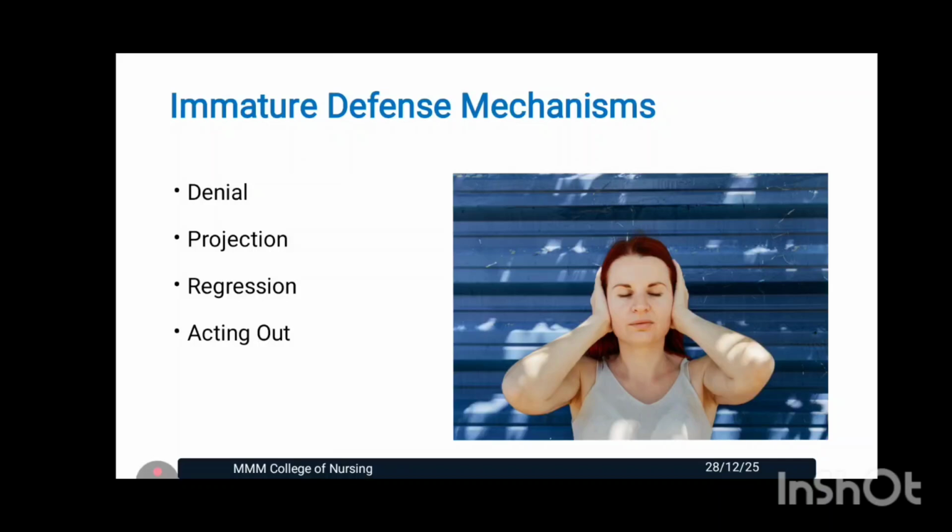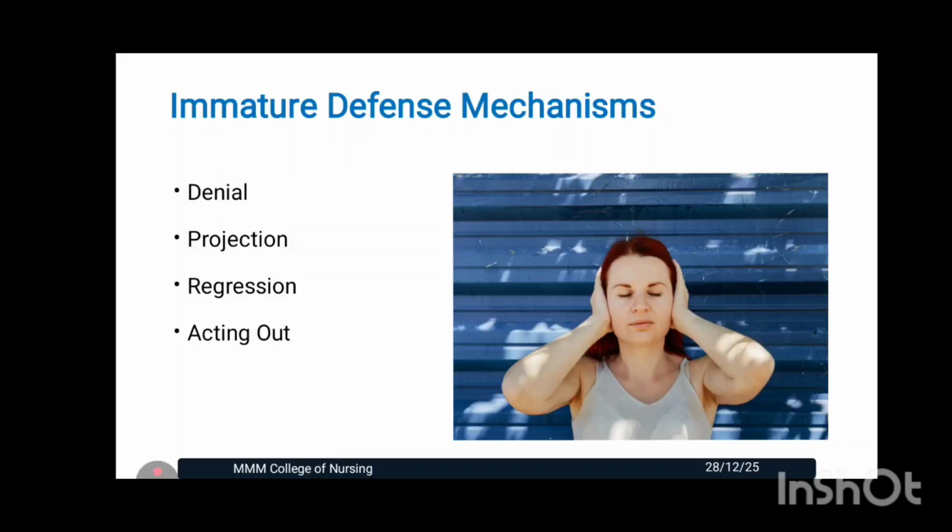Now, coming to projection, this is attributing one's own unacceptable thoughts or feelings to others. For example, a student who dislikes a teacher says, "The teacher hates me." Other examples include infidelity. An unfaithful person might accuse their partner of cheating.